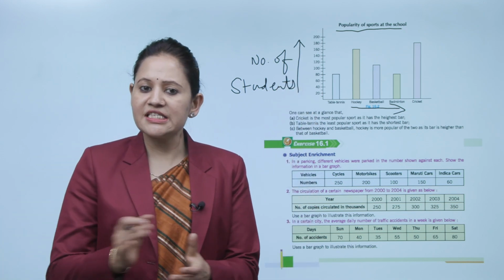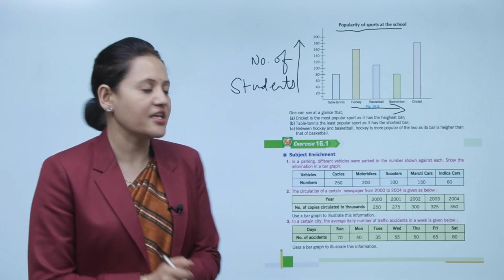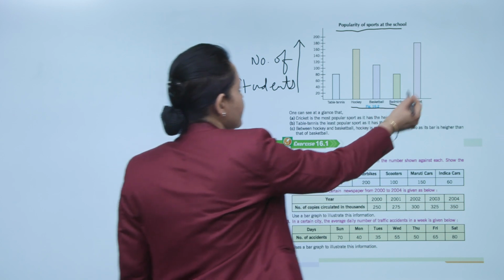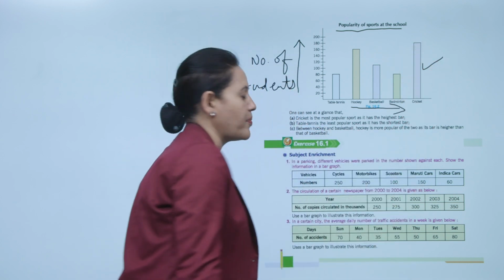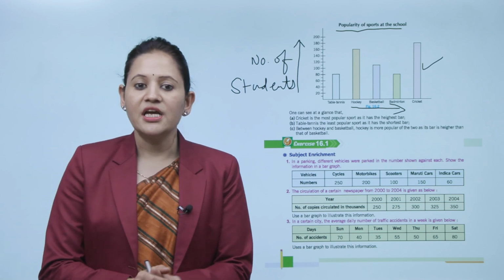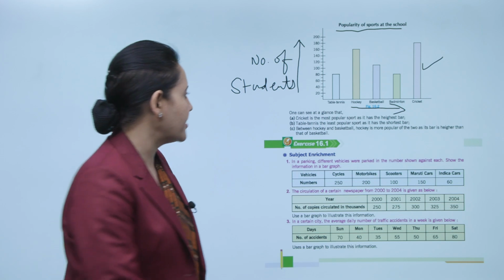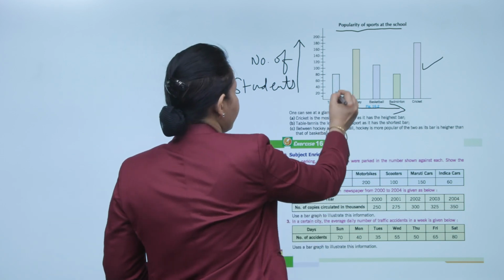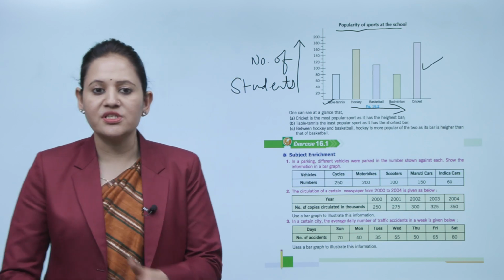So, one can see at a glance that cricket is the most popular sport as it has the highest bar. So cricket is the most popular sport in the school. Table tennis is the least popular sport and it has the shortest bar, so this is the least popular sport in the school.